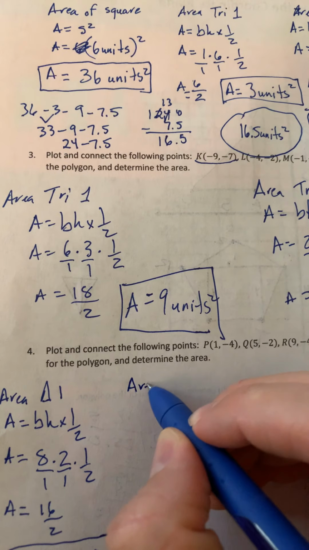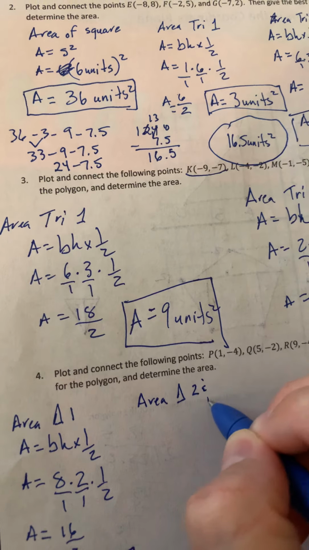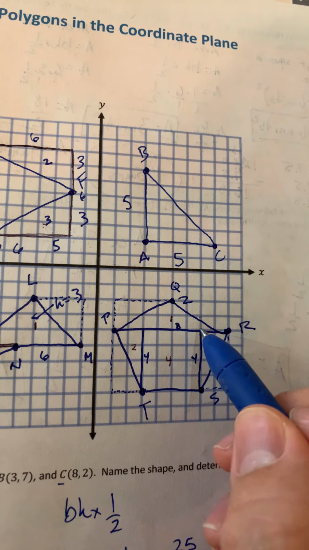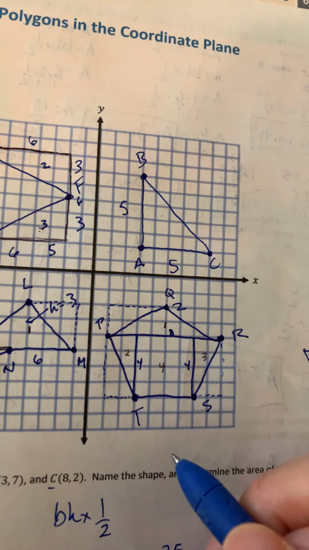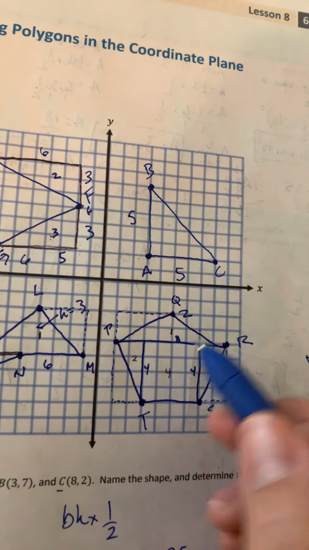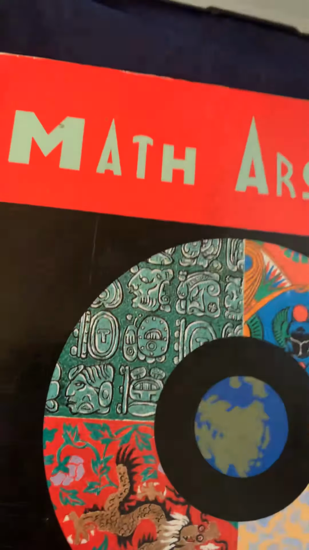So area of triangle 2 and 3. Now here's the thing. I'm going to put them together. So I'm going to add the bases. The base of this one is 4. The base of this one, I'm sorry, 4 and 4. All right. Or you can do it separate. I'm going to do it separate. Okay. Might as well, just not to confuse you guys because I know this is a new lesson.